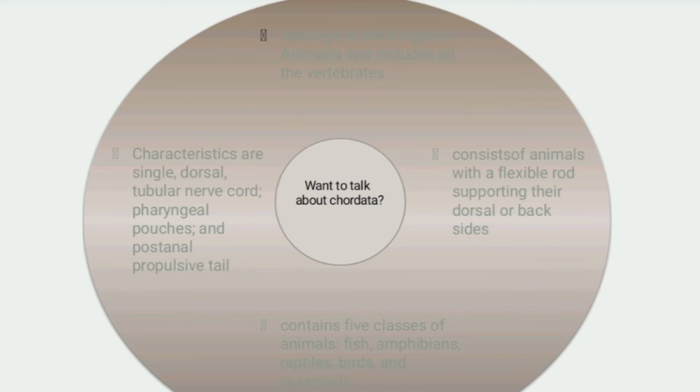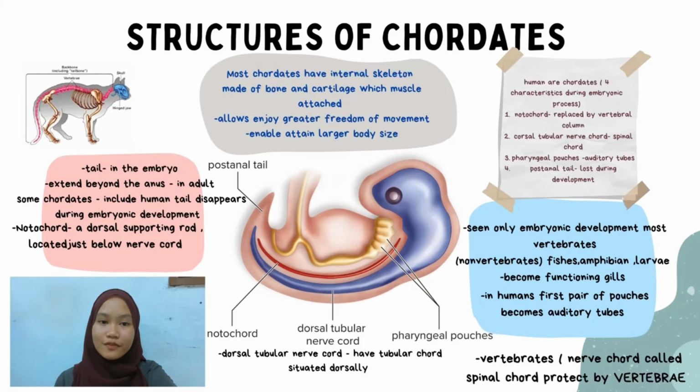There are 5 classes of chordata, which are fish, amphibians, reptiles, birds, and also mammals. For the structure of chordates, we have 5 main structures and characteristics, which are notochord, dorsal tubular nerve cord, pharyngeal pouch, post-anal tail, and also endostyle. Post-anal tail is a tail which extends from the posterior beyond the anus. It extends beyond the anus in adults, and in some chordates, including humans, the tail will disappear during embryonic development.